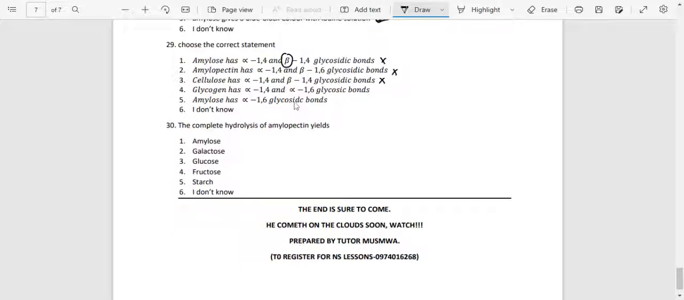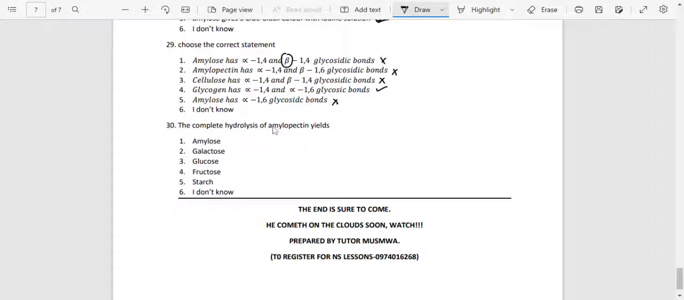Glycogen has alpha 1,4 and alpha 1,6. This is true, as we said, glycogen and amylopectin have got similar bonds, though they are not necessarily similar. Glycogen is a storage form of energy in animals, while amylopectin is a storage form in plants. Amylose has alpha 1,6 glycosidic bonds. This is not true because amylose has got alpha 1,4, not alpha 1,6.